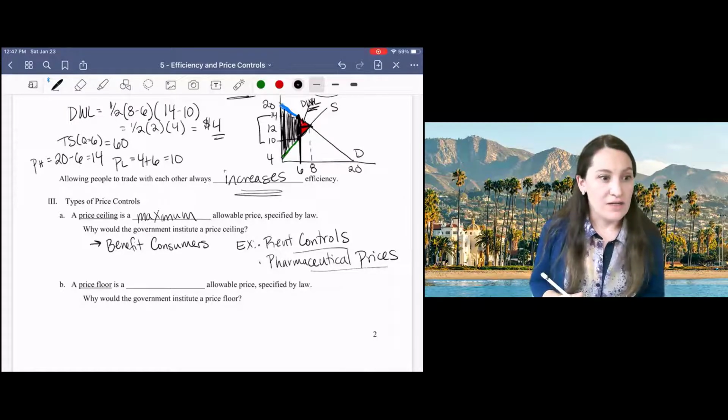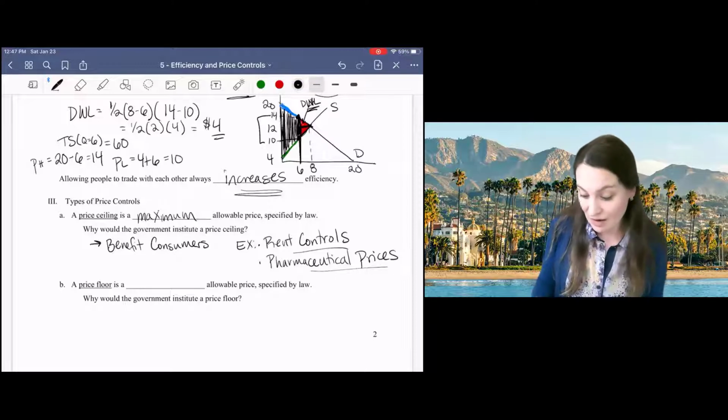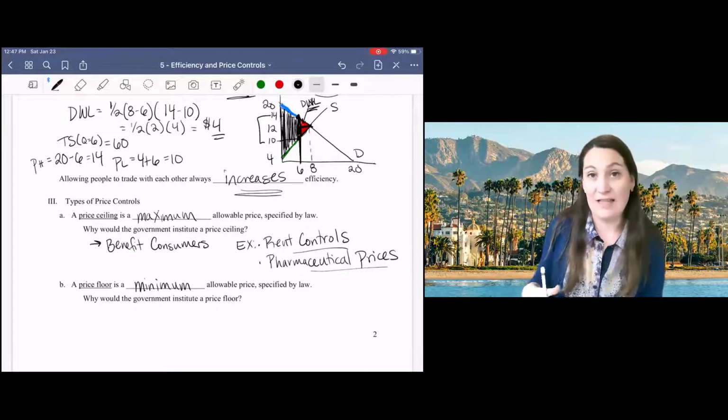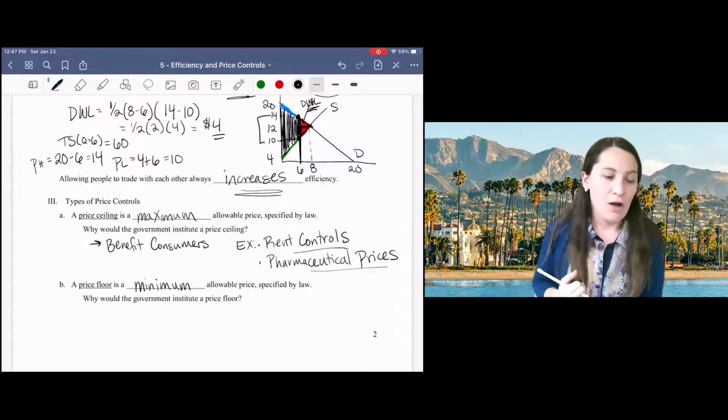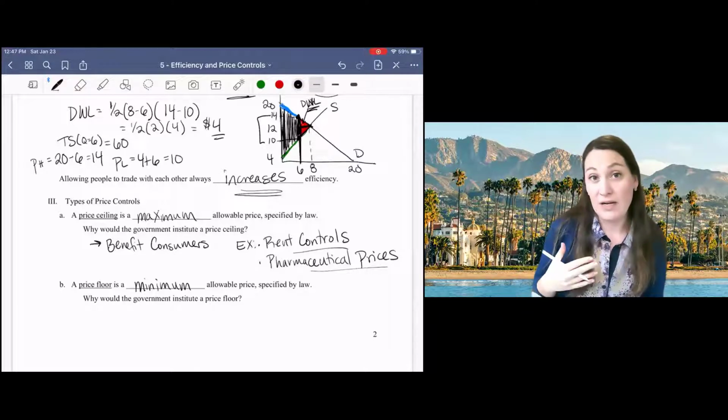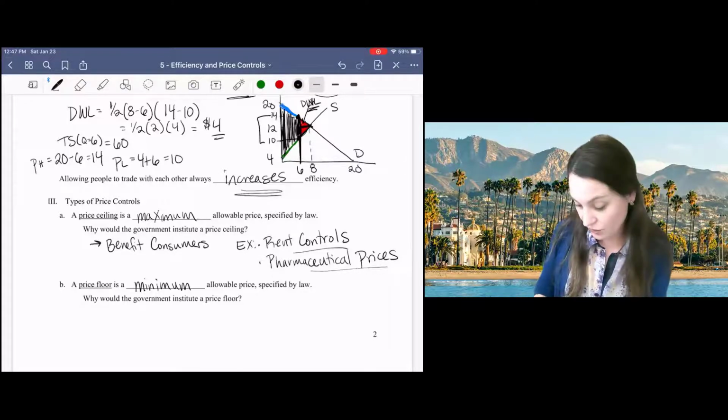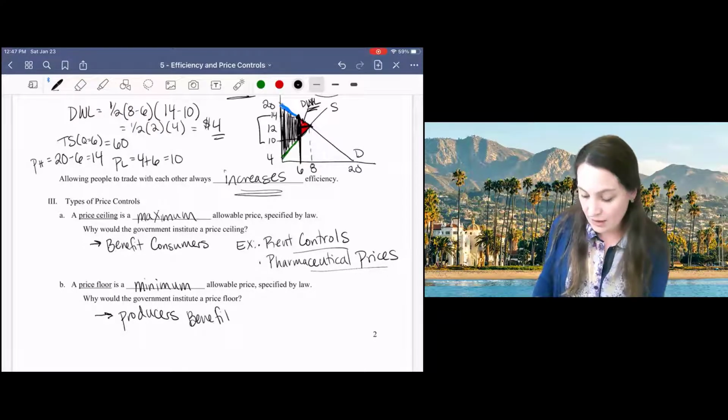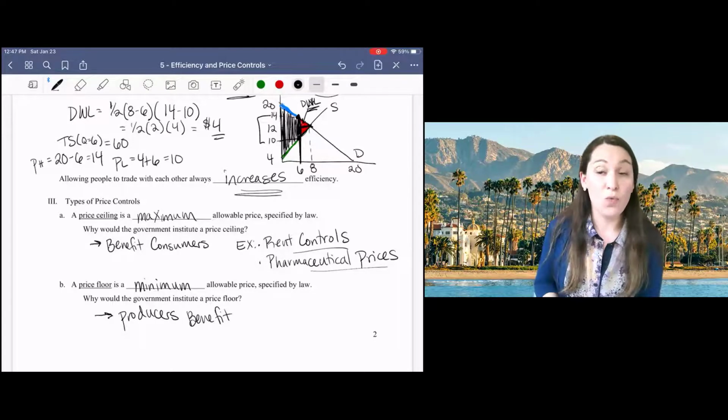Okay, so the second form of price control is a price floor. Of course, you can't go below the floor, so that's a minimum allowable price in the market. You are not allowed to trade this good for less than X dollars. Who benefits from a price floor, or who potentially benefits from a price floor? Of course, that would be producers, as it's the producers that don't want the price to drop too low.